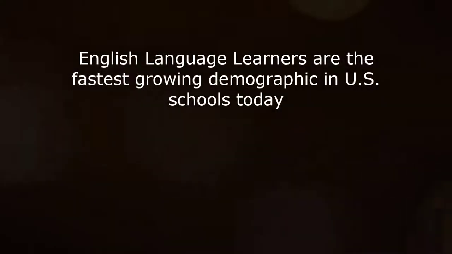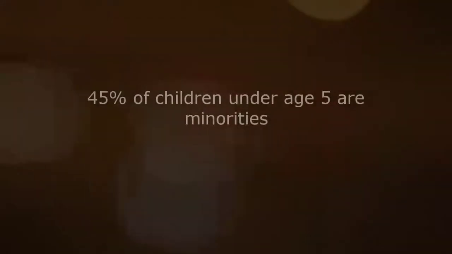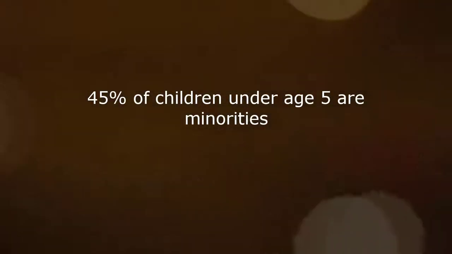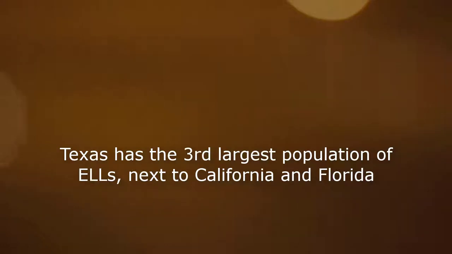English language learners are the fastest growing demographic in U.S. schools today. Currently, 45% of children under age 5 are minorities. Texas has the third largest number of English language learners, next to California and Florida.